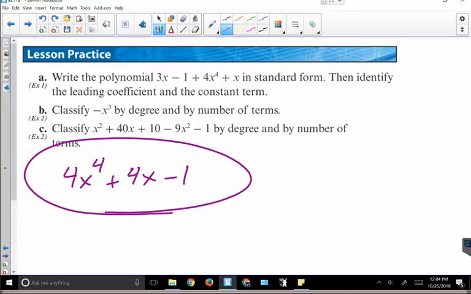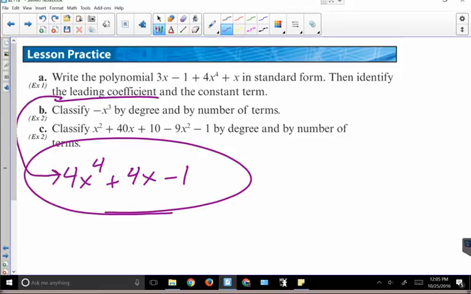Whenever you're looking for the leading coefficient, if you have it written in standard form, all you've got to do is take a look at what's out front. If I want to say 4x to the fourth, I'd start off with 4. So the leading coefficient here is going to be the 4.